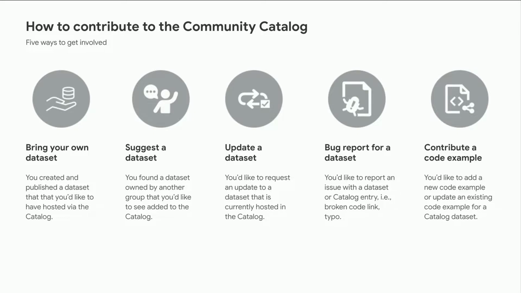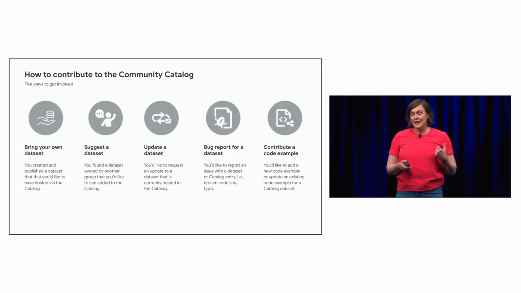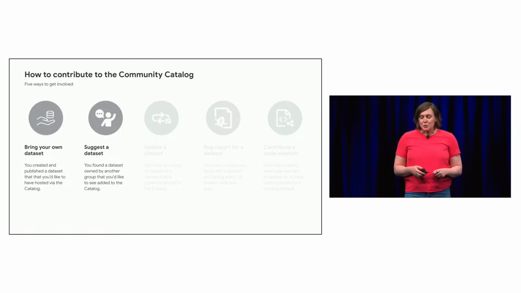So how do you get involved? Well, there are 5 ways. And we're going to go through these in our talk. The first one is, I have a data set. How do I bring my own? The second one is, how do you suggest a data set? The third one will be updating a data set. The fourth one is bug reports. And the fifth one is contributing a code example. This is something that's new, and I'm really excited to talk about it. So let's start with the first 2, bringing your own data set and suggesting a data set.